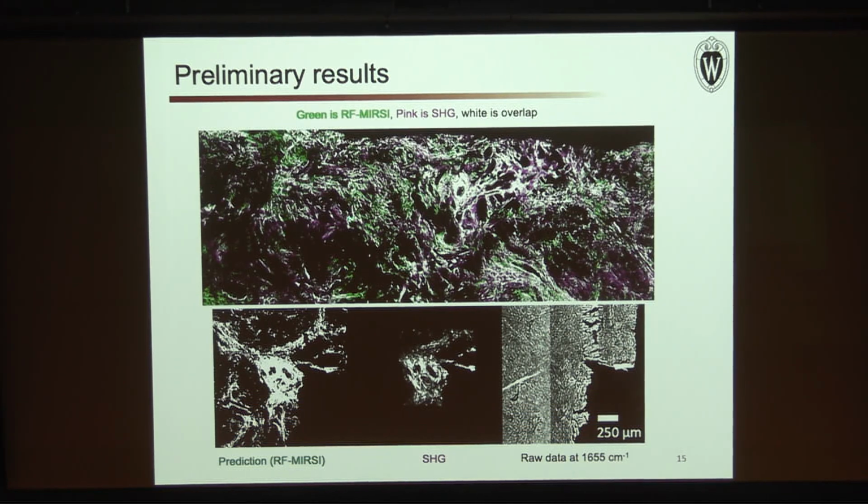So these are some preliminary results in which you can see that just by using MIRC, we can see the distribution of collagen. And you can see here that this distribution of collagen looks a lot like this one.